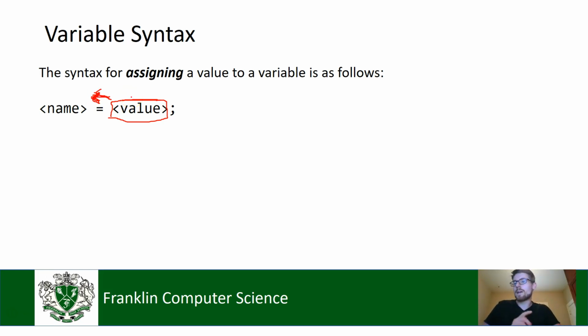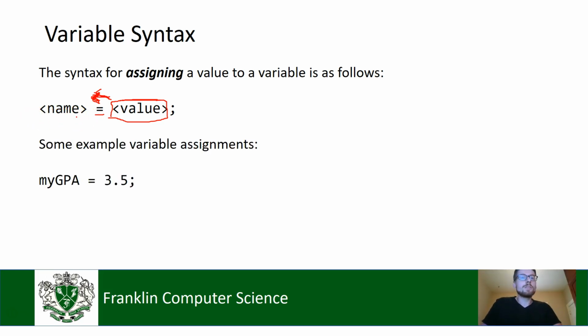I'm going to reiterate this. The single equals in Java, in programming, is not equals in math. This is a directional thing. It says take the thing on the right and store it in whatever's on the left. So we're going to store whatever our value is into that variable that we have named over here on the left. So here's some example variable assignments.